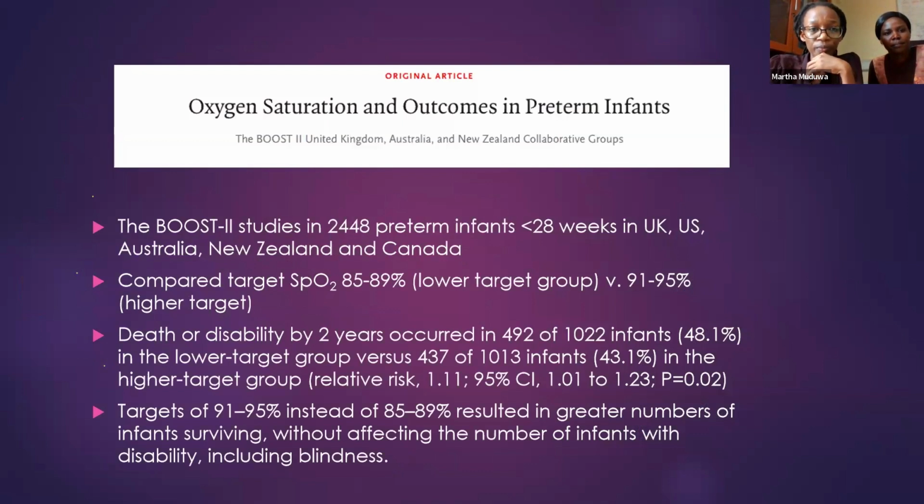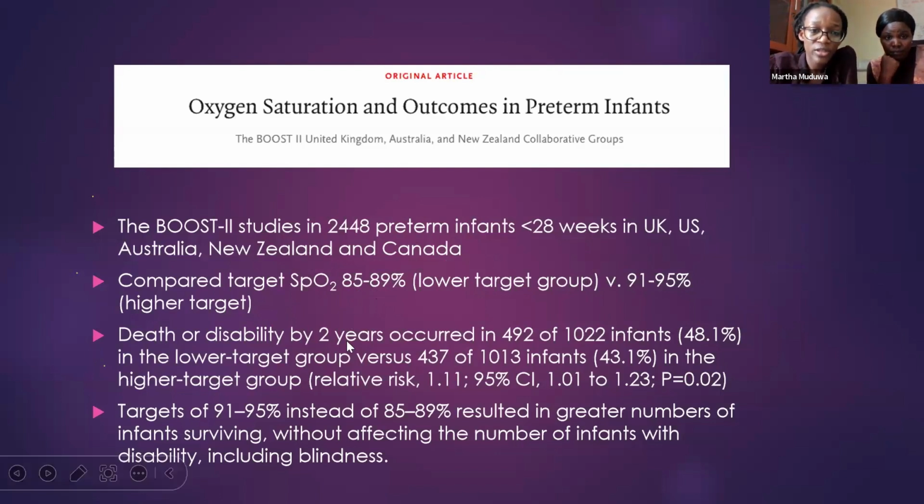Okay, so there's a trial that was done in mostly high resource settings, the BOOST-2 trial, that gives evidence for the targets of oxygen that we aim for in our unit. There was a comparison of 2 groups. We had a lower target group, which kept a target of 85 to 89%, and a higher target group, which was 91 to 95%. The lower target group was the previous recommendation.